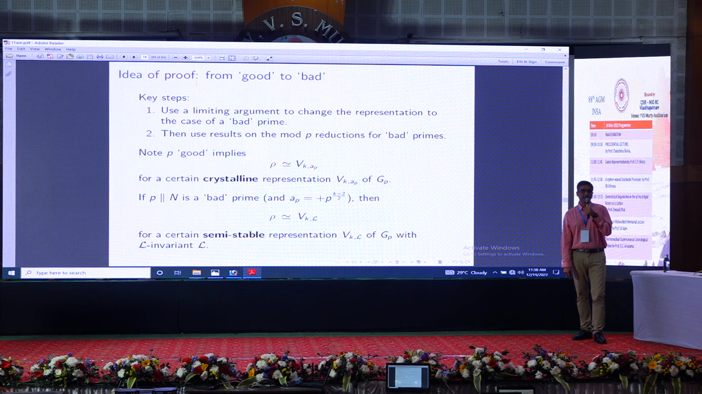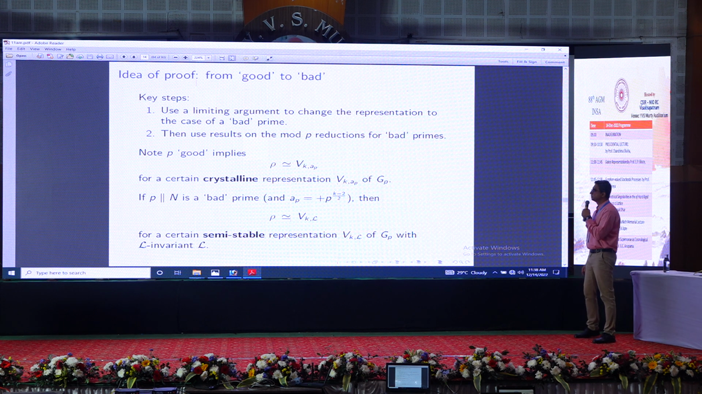It's of the form V_{k,L}, where k is the weight of the form and L is a new parameter, which parameterizes semi-stable representations, called the L-invariant. Okay, so I'm now going to drop this sort of naive language of good and bad and work with crystalline representations, which are good prime representations, and semi-stable, which are bad prime representations, even though I want to study only the good prime ones.